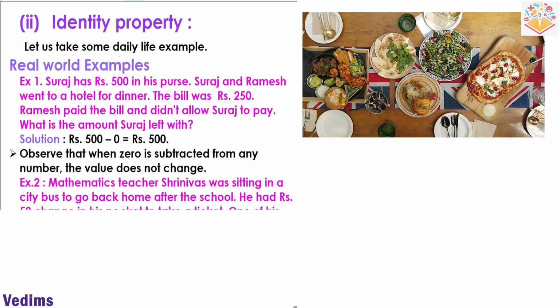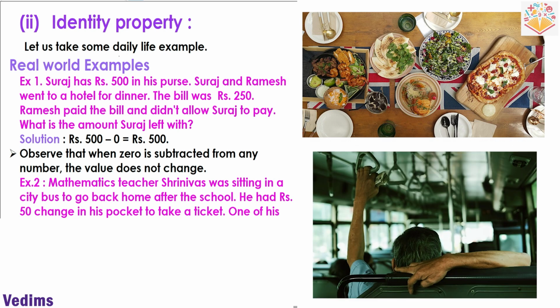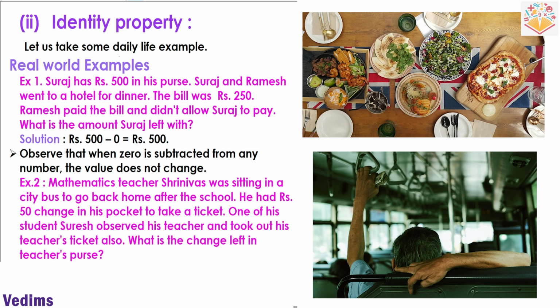Let us take another example. Example 2. Mathematics teacher Srinivas was sitting in a city bus to go back home after his school. He had rupees 50 change in his pocket to take a ticket. One of his students, Suresh, observed his teacher and took out his teacher's ticket also. What is the change left in teacher's purse? Initially, Srinivas sir had rupees 50. He spent no amount, therefore minus 0. Rupees 50 minus 0 is 50.